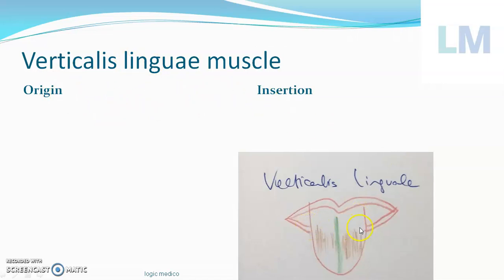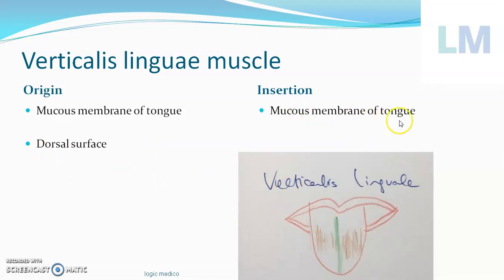So this muscle takes origin from the upper surface of the tongue, that is the mucous membrane of the dorsum of the tongue. It goes vertically downwards in the tongue, therefore it's called verticalis linguale. It is attached to the lower surface of the tongue, which is called the ventral surface. So the origin is the mucous membrane of the dorsal surface, the upper surface. Insertion, again the mucous membrane of the tongue, but this time the ventral surface or the lower surface.